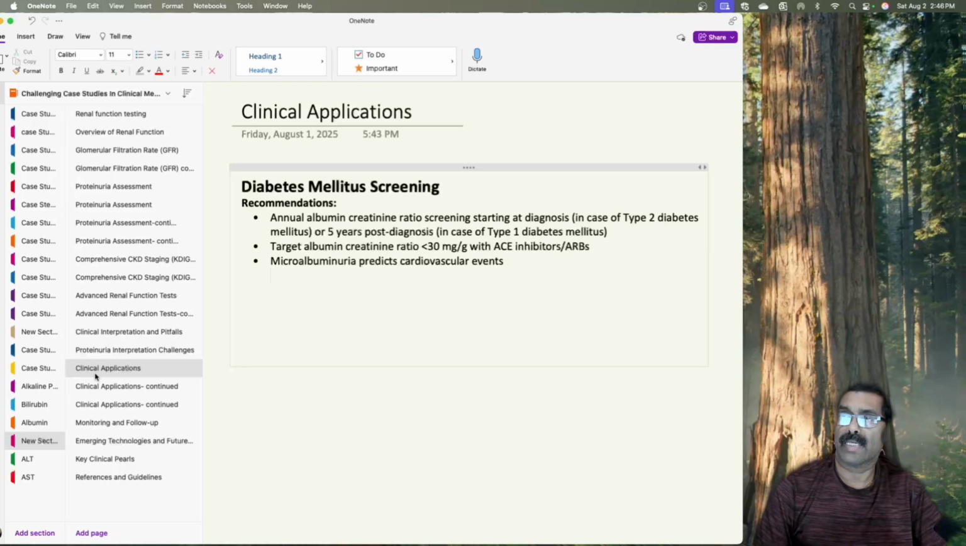Diabetes mellitus screening recommendations. Annual albumin creatinine ratio screening starting at diagnosis in case of type 2 diabetes or 5 years post-diagnosis in case of type 1 diabetes mellitus. Target albumin creatinine ratio less than 30 mg per gram with ACE inhibitors or ARBs. Microalbuminuria predicts cardiovascular events.